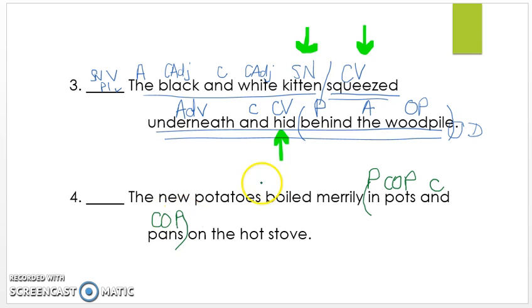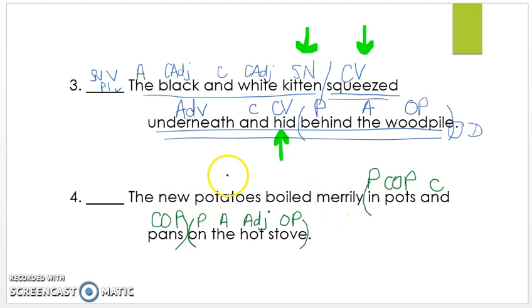All right, put a parentheses around in pots and pans. Do you see any other prepositions? On, good. On what? Stove. What kind of stove? Hot stove. Adjective. Article, adjective, the. Put your parentheses around that whole thing. Read the sentence without those prepositional phrases. The new potatoes boiled merrily.